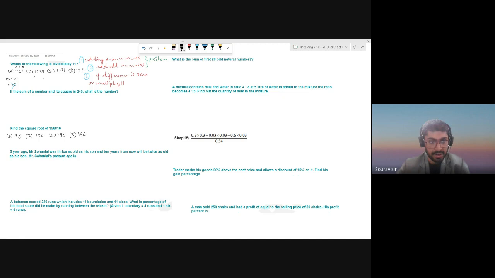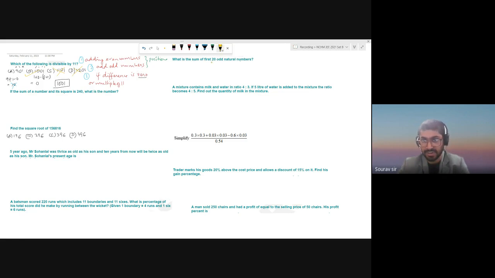1001. So we'll add 1 plus 0 and subtract 0 plus 1. So 1 plus 0 and 0 plus 1. The difference is 0. This one is divisible by 11. No need to check the others because only one option is correct. So 1001 is your answer. Remember this divisibility rule.